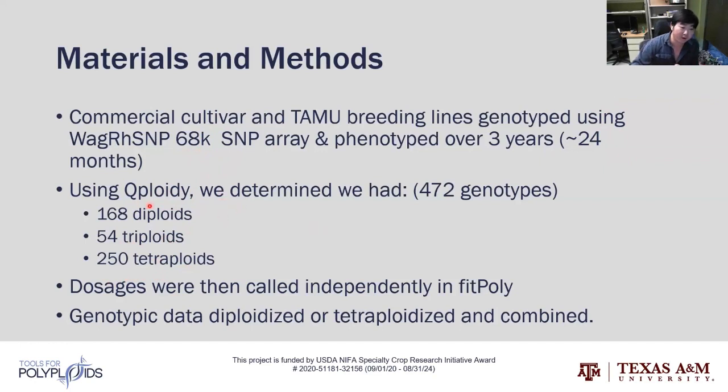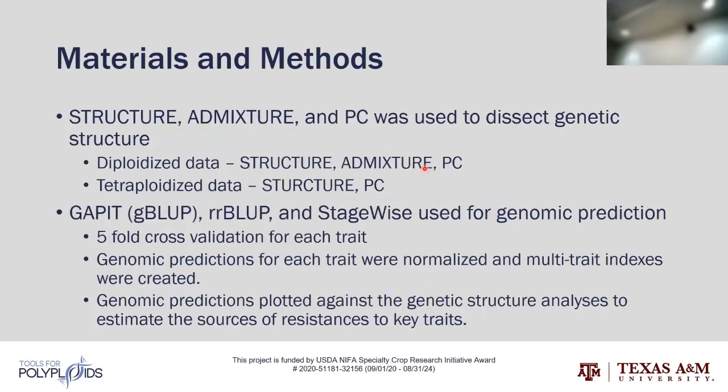And then from this information, we then called their dosages independently in FitPoly. And then we had to somehow bring the data back together so that we either diploidized everything or we tetraploidized everything. After we diploidized everything or tetraploidized everything, we then ran structure, admixture, and principal component on the diploidized data, and just structure and principal components on the tetraploidized data. And so to kind of look at the genetic structure that we had planted here.